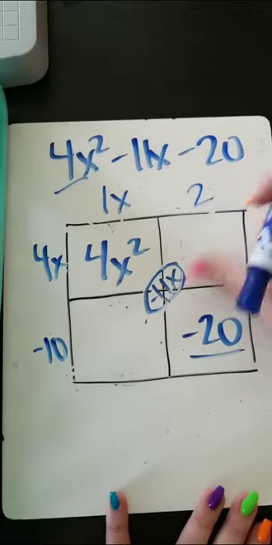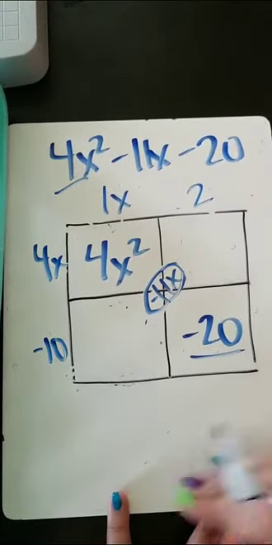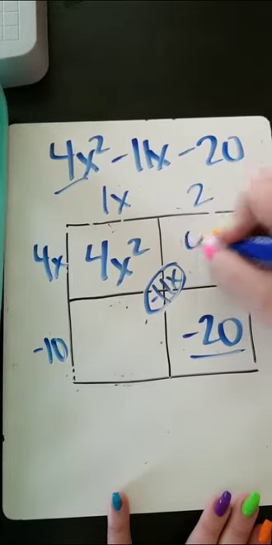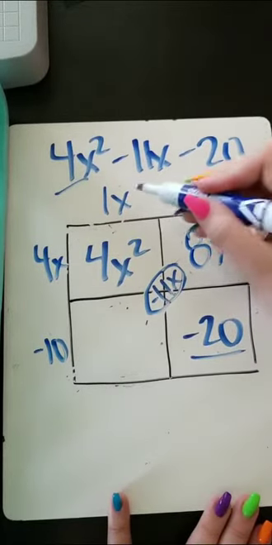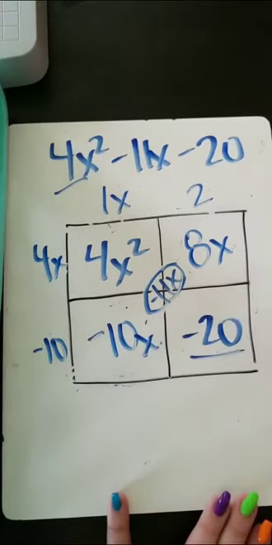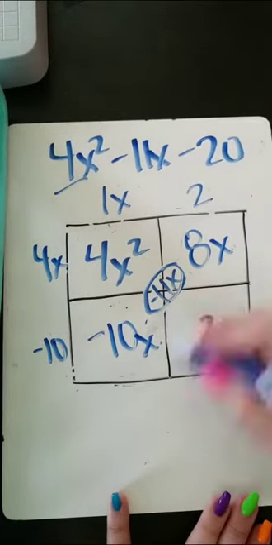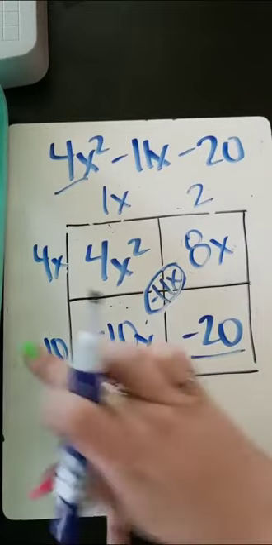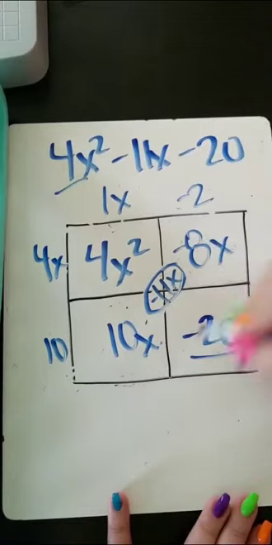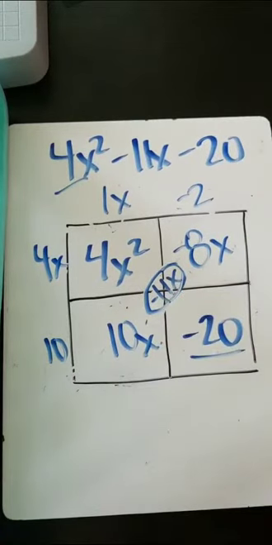Okay. Next option for factors of negative 20 are 2 and negative 10. Again, the negatives don't really matter. They figure themselves out. So we have 2 times 4 is 8x. 1x times negative 10 is negative 10x. Those add up to negative 2. Again, if I switch the negative, make that one positive, make that one negative, it's a positive 2. Still not what I'm going for. Okay?